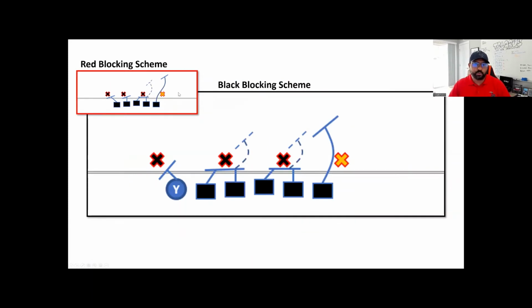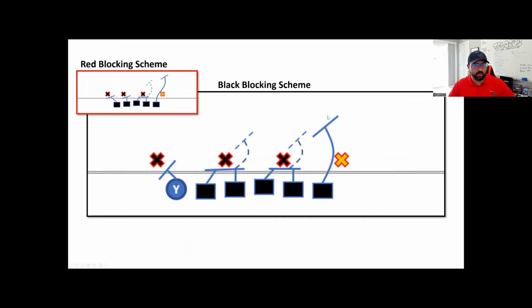So this is red. We're still running the same play, speed option right. This was red where we were in open or stack. Now we've pulled to ace. We've pulled that Y, that tight end, close into the rest of the offensive line. So what happens now is this backside block that was the responsibility of the left tackle now becomes the responsibility of the tight end. You get a double here and a double here. So this becomes a double, this becomes a double, all else the same.